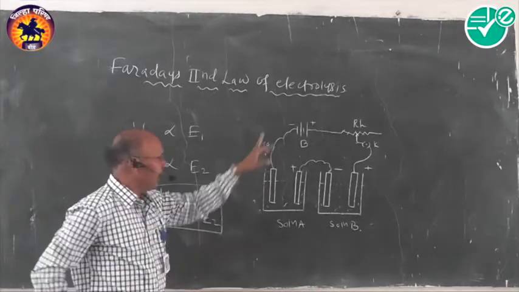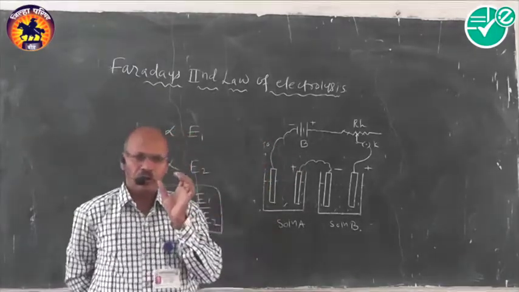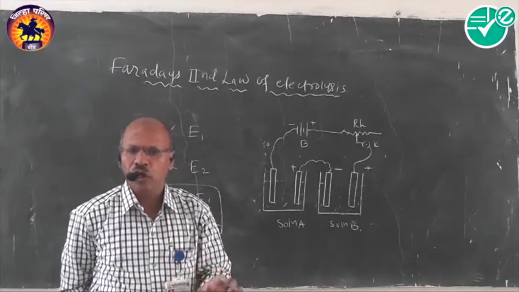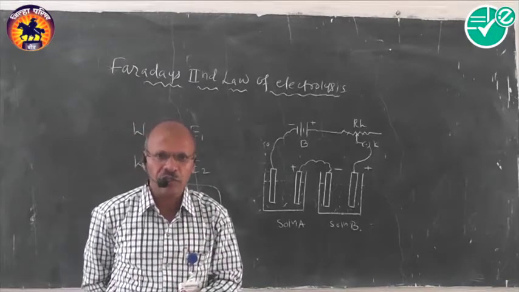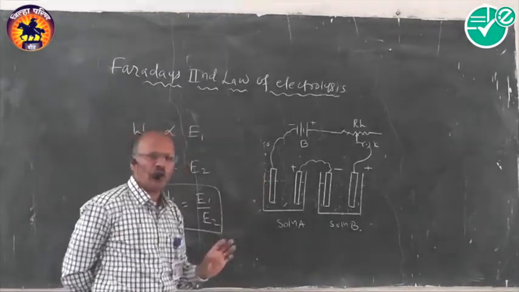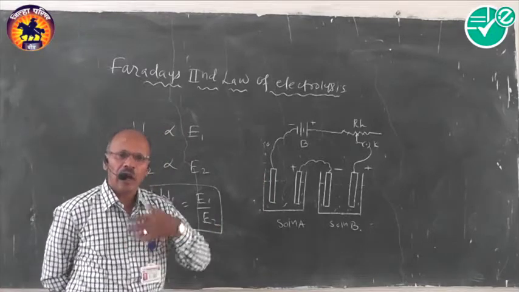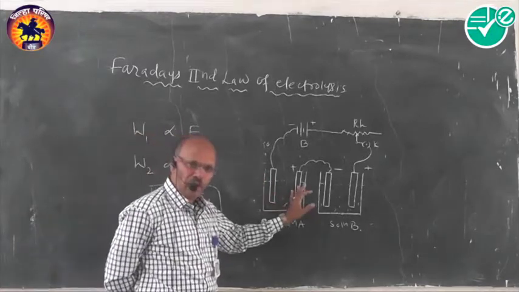So remember that when the same amount of electricity is passed through different electrolytes connected in series, then the amount of substance deposited always varies directly proportional to their chemical equivalent masses.